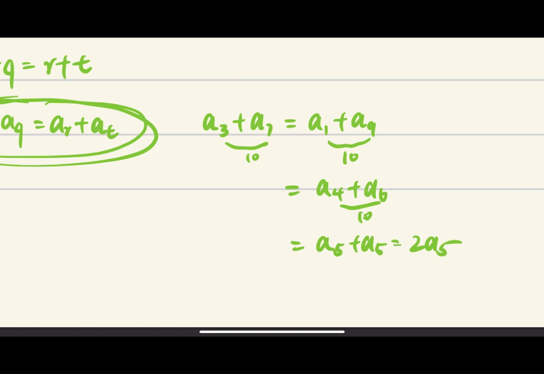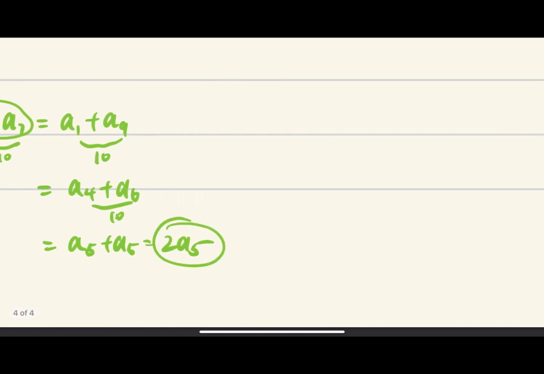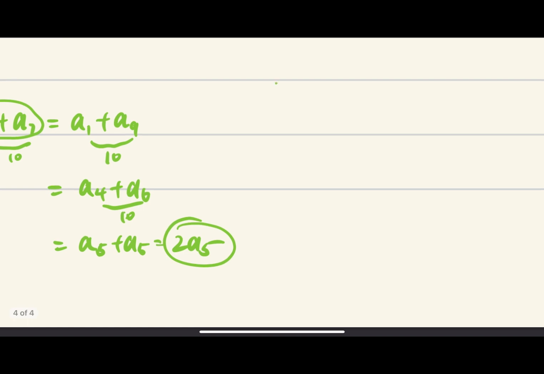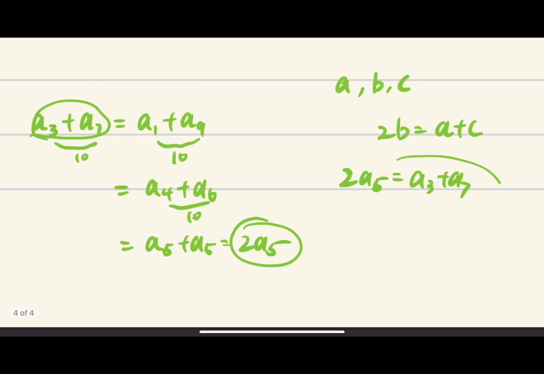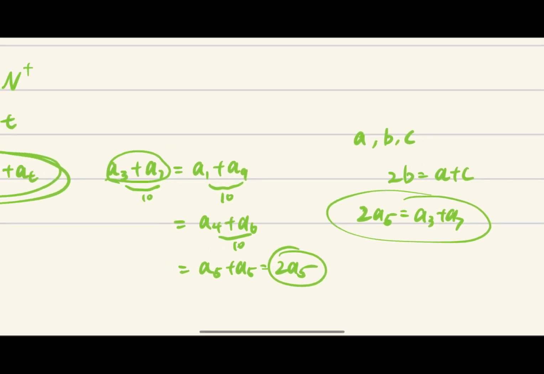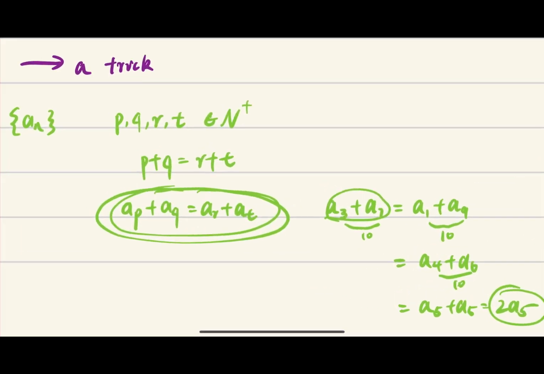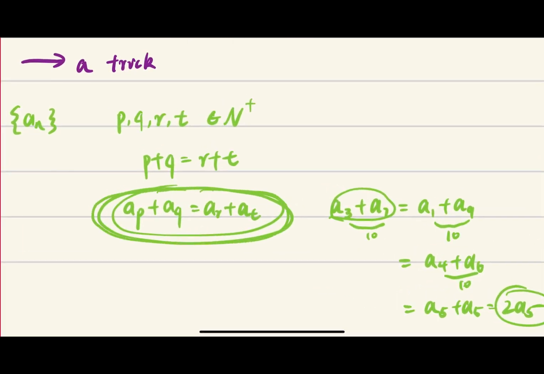If you look closely here, A3, A7 and A5, what is this? In the previous video, we said that in an arithmetic sequence A, B, C, 2B equals A plus C, and that's exactly what we're getting here. So 2A5 equals A3 plus A7 in an arithmetic sequence. That is always true. So that is a small trick that you can use in your test, because this trick is really fast. It can save you a lot of time when you're in a test.